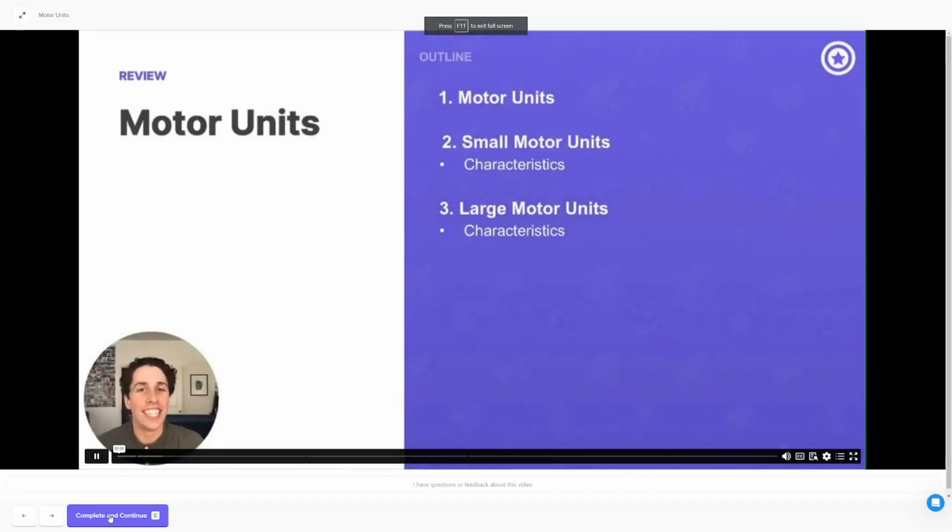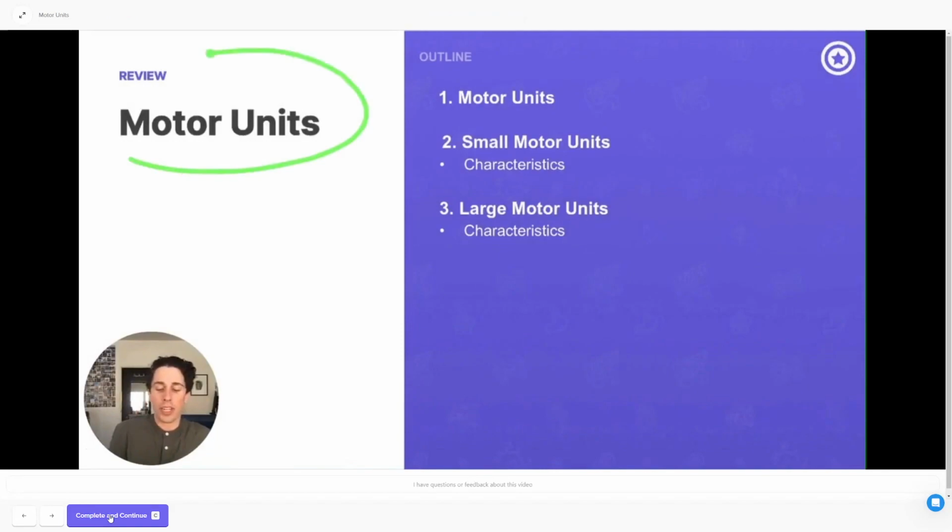Hey y'all, it's Lance, and today we are going to be talking about motor units. So motor units, we're going to have small motor units and large motor units. So let's go ahead and just jump into this so we can learn more about what motor units actually are.